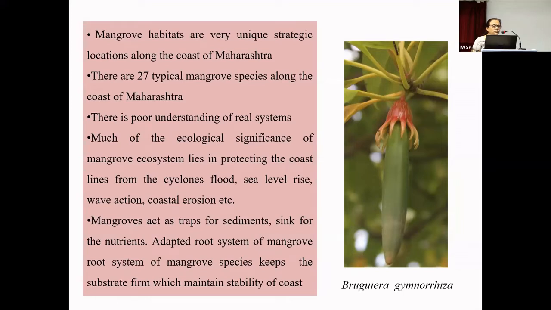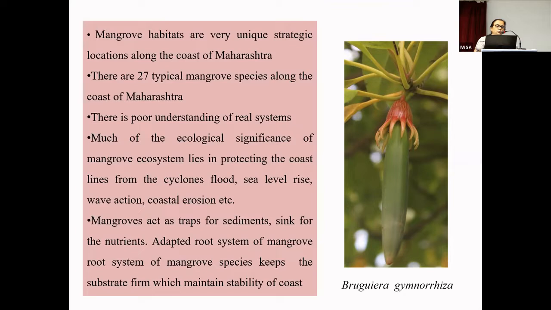So you all know these habitats are unique, strategic locations along the coast of Maharashtra. Because we have worked along the coast of Maharashtra, emphasis is given to it. Typical species are 27 along the coast of Maharashtra, and it has been divided into 6 coastal districts. Of course, there is still poor understanding of these systems, and there are numerous ecological values of mangrove ecosystems.